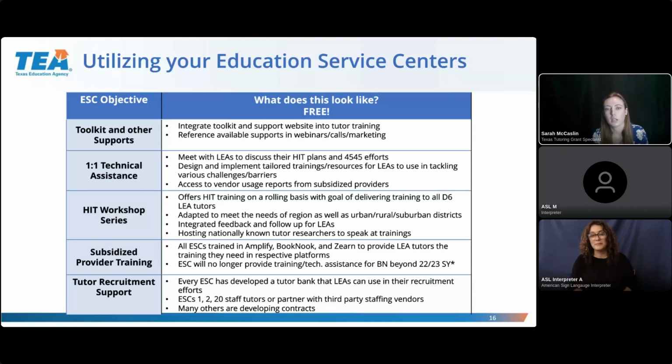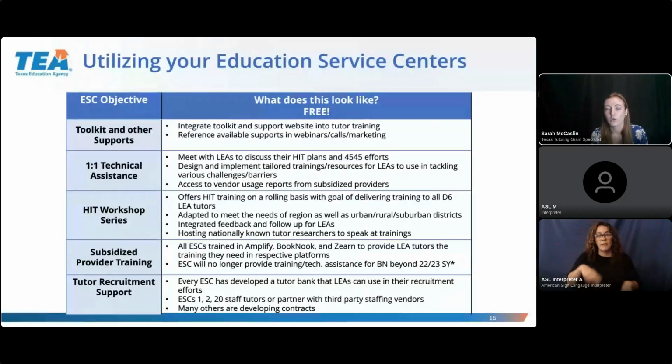They also have the ability to access vendor usage reports moving forward from the subsidized providers. So as your campuses are engaging with Amplify, Booknook, and Zern, if you're interested in knowing what fidelity of implementation looks like, how are we using these platforms, where are our gaps, then the ESCs have the opportunity to look at those usage reports and say, hey, this is what looks good, this is what maybe needs a little bit more growth.